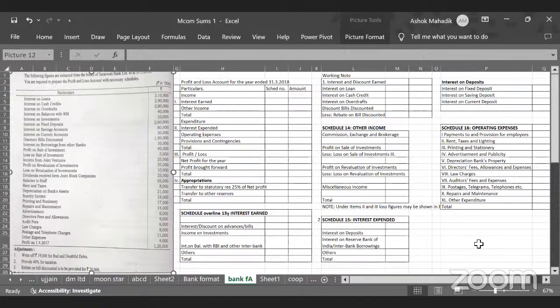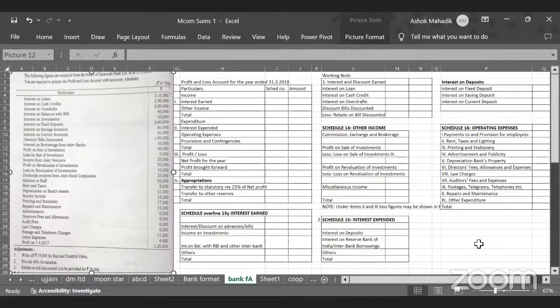Okay, then interest on borrowings from other banks. Now this will be interest on borrowing. We are borrowing from other banks, so we have to pay interest. So we'll have schedule number 15.